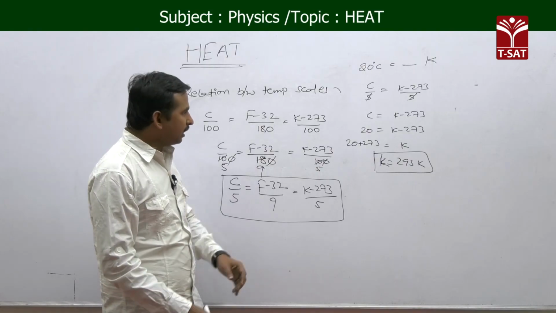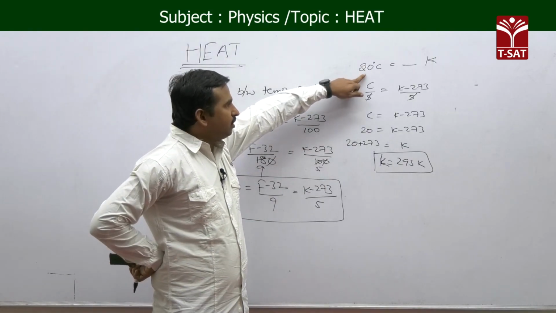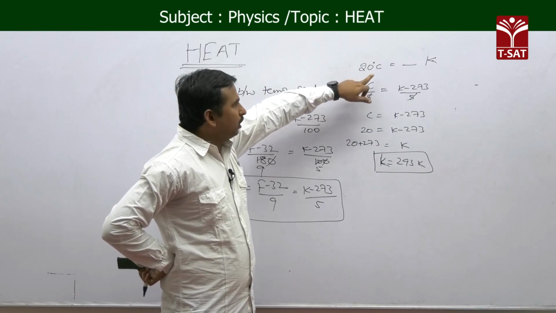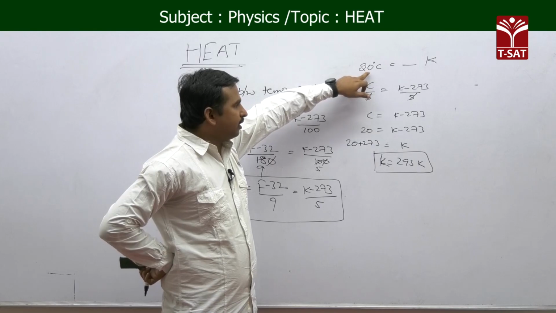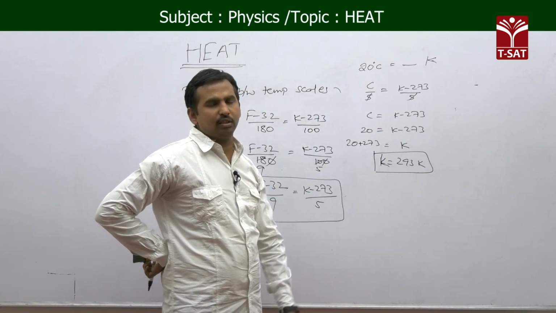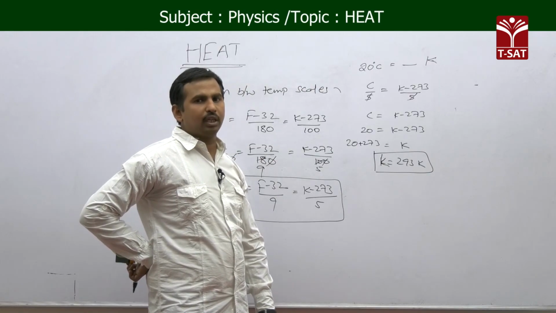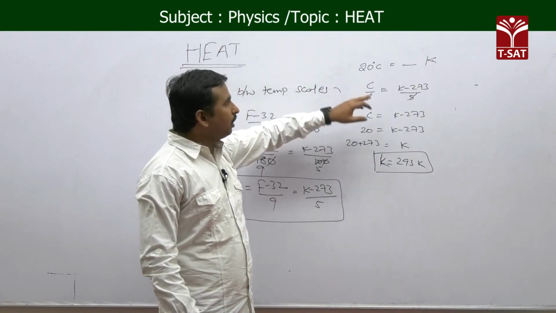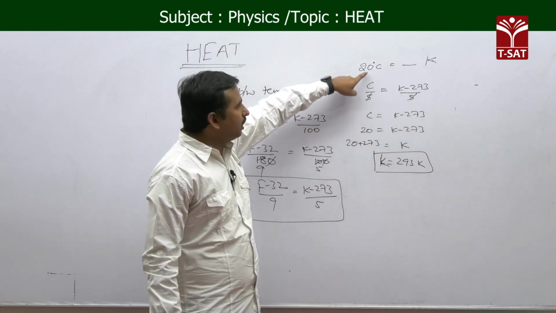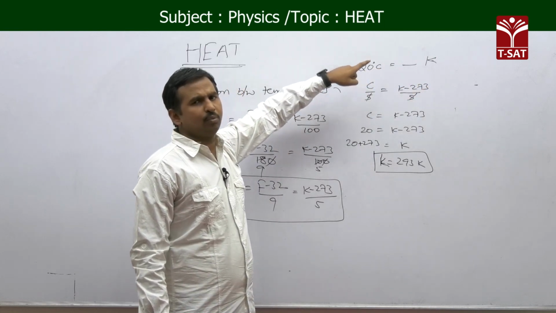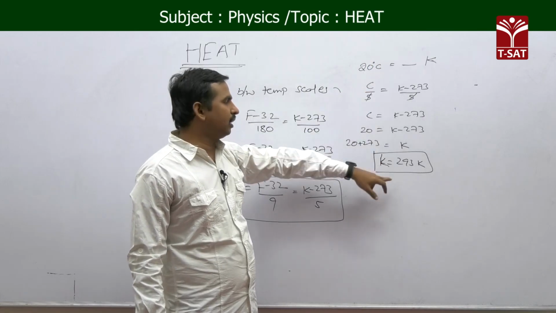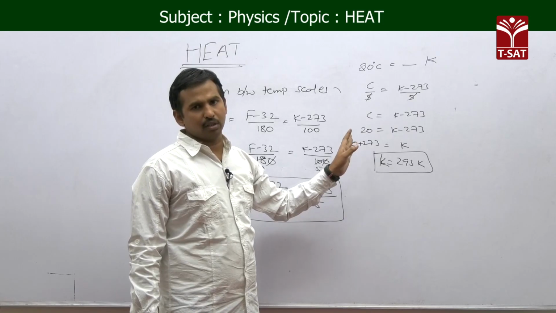If you observe here, the temperature raised is 20 degrees Celsius, and from 273 to 293 the Kelvin value also increased by 20 Kelvin. That is why, for the Celsius scale and the Kelvin scale, the rise we have for Celsius is the same rise we have for Kelvin.